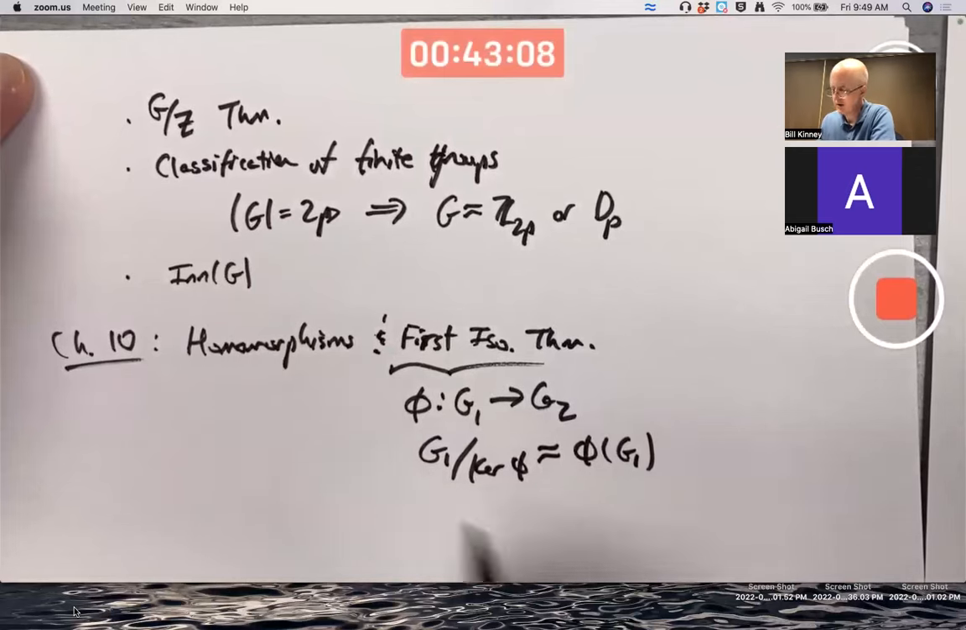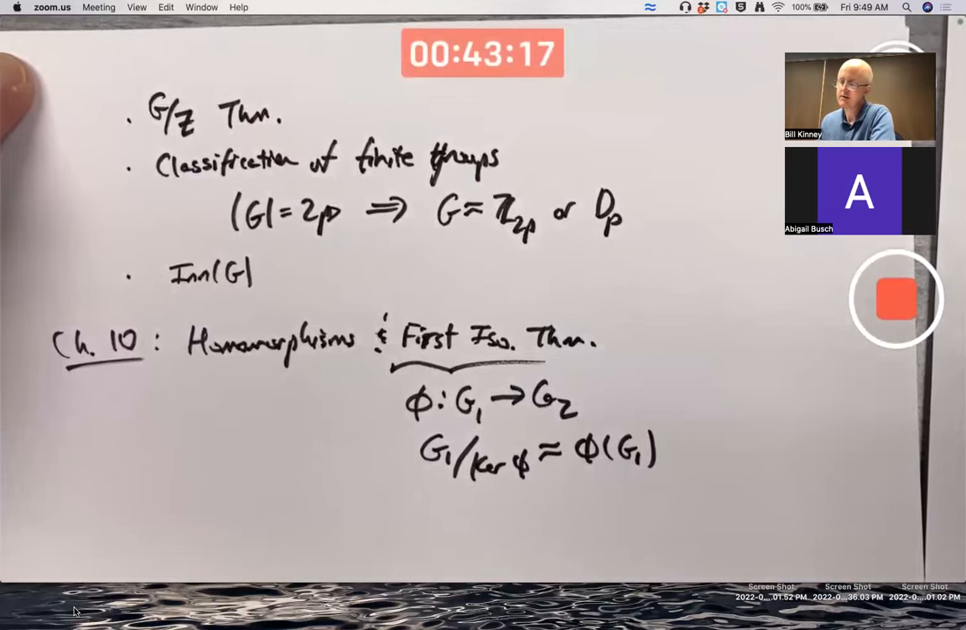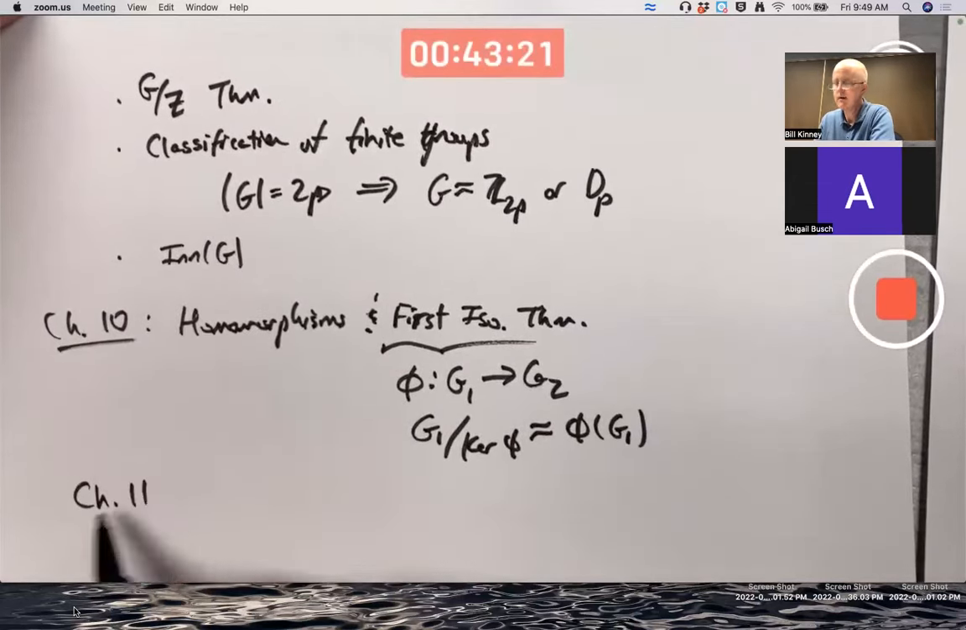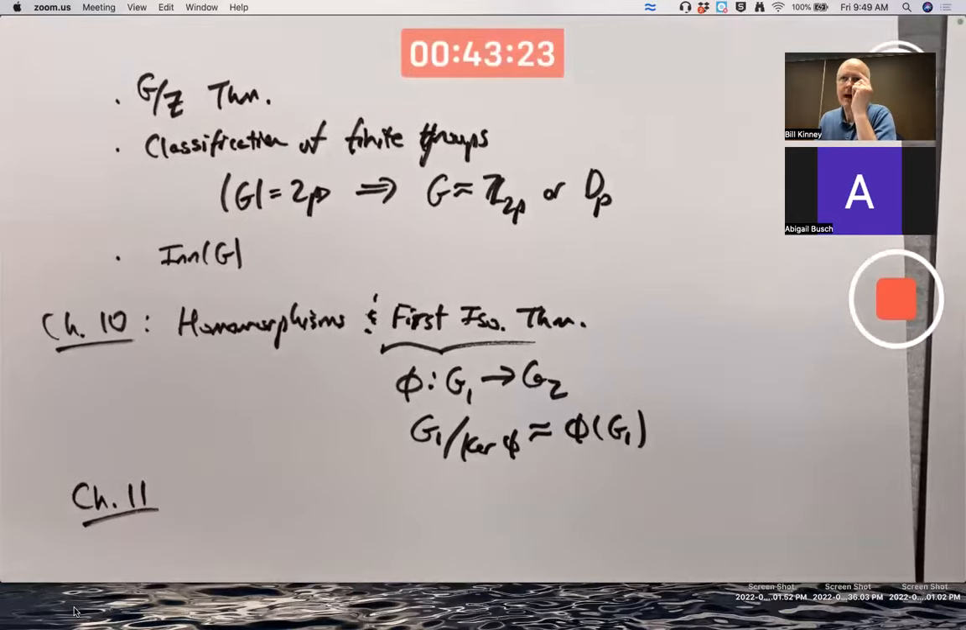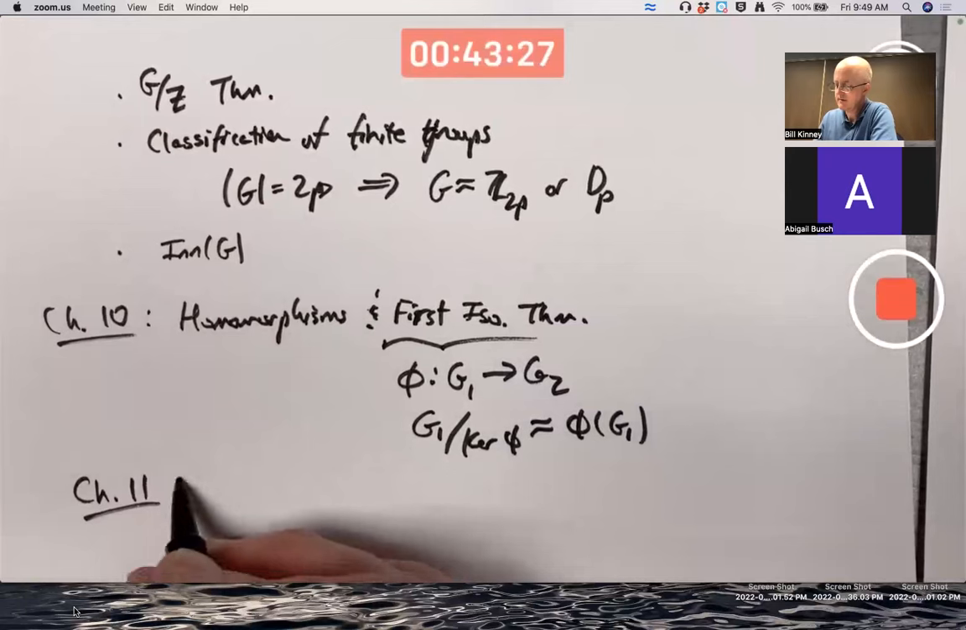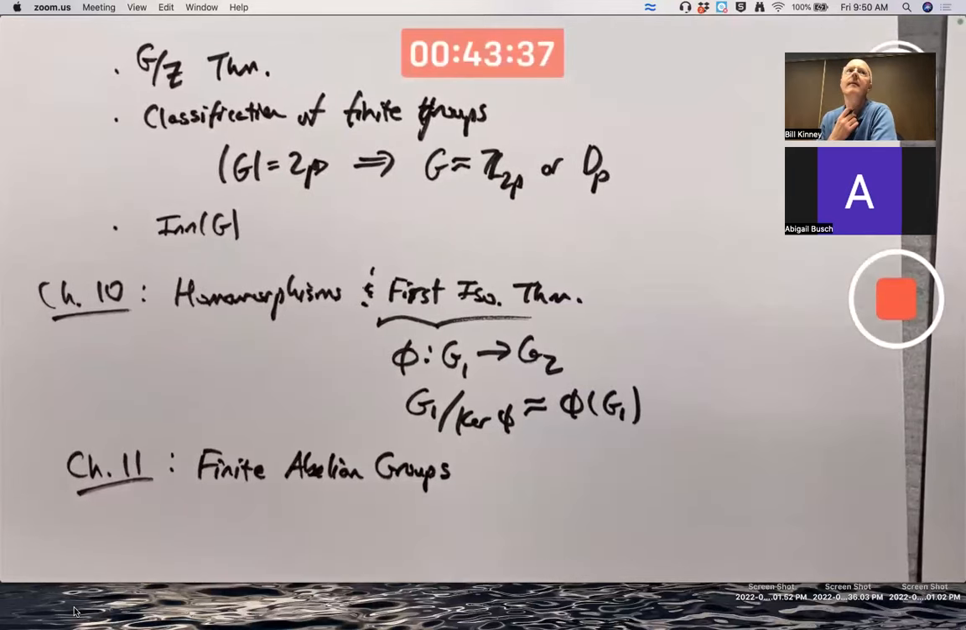So you also define the kernel in here, and you show the kernel is a normal subgroup. So you can consider this factor group. So the big thing is the first isomorphism theorem and its applications. Chapter 11 was about classifying finite abelian groups. They are isomorphic in general to either cyclic groups or external direct products of cyclic groups.